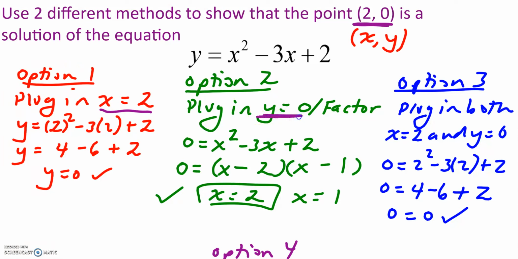A second option could be doing the opposite of that. You could plug in y equals 0 here and see if you get an x value of 2. When I did that, I said 0 equals this quadratic. I factored that quadratic and got two possible answers, one of which is 2. So (2, 0) worked in this case also. Option 3, you could plug in 2 and 0 at the same time to see if both sides end up being the same number. If I did that, I got 0 equals 2 squared minus 3 times 2 plus 2. After I simplified, I got 0 equals 0, which is a true statement. So I knew that was another way to prove that this is a solution.